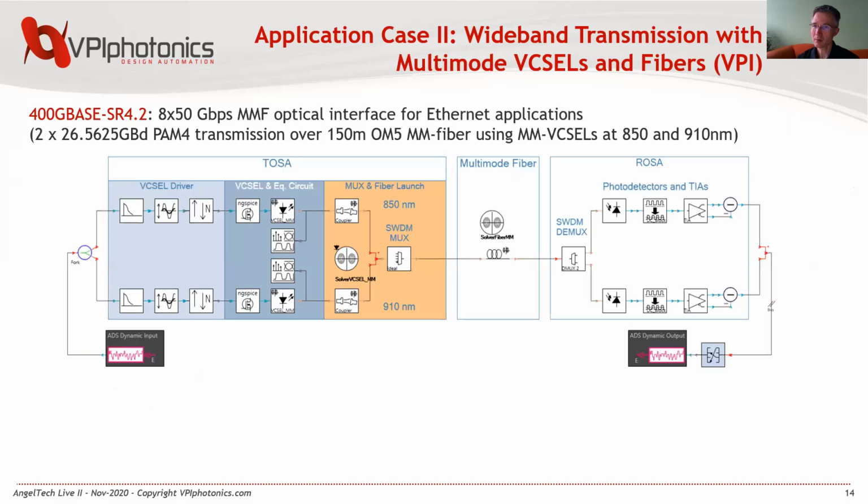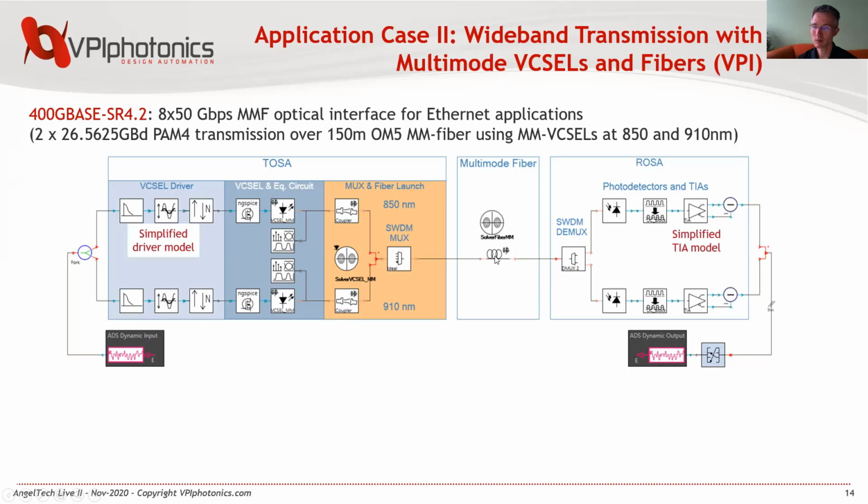Okay, for the second example, I want to demonstrate how you can do a wideband transmission using multimode fiber propagation. Again, similarly, we send in here our data from the ADS environment, in our case providing us 26 gigabaud signals, two wavelengths. These wavelengths are generated by 2 VCSELs, which are then coupled into the multimode fiber, and then after detection being sent back to the ADS environment.